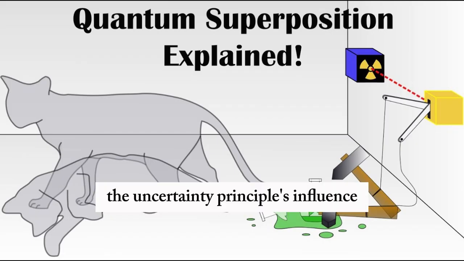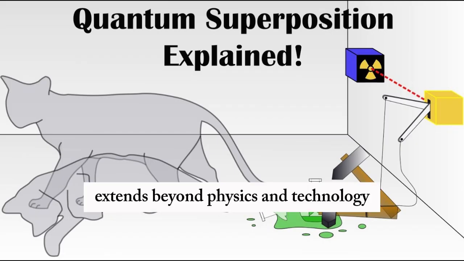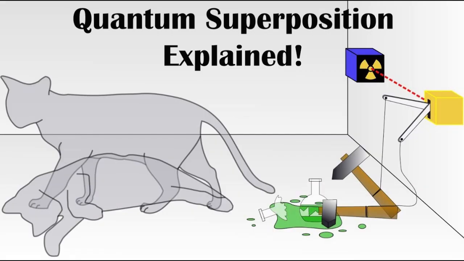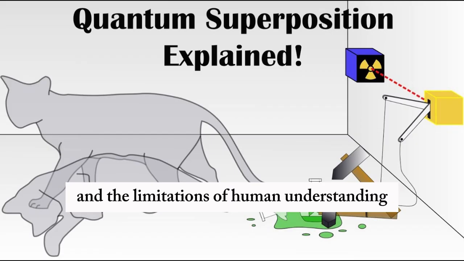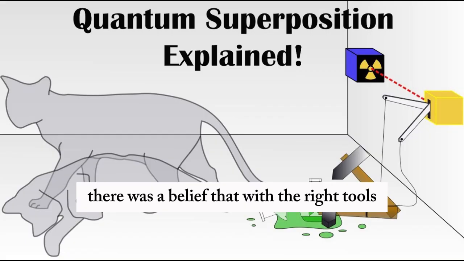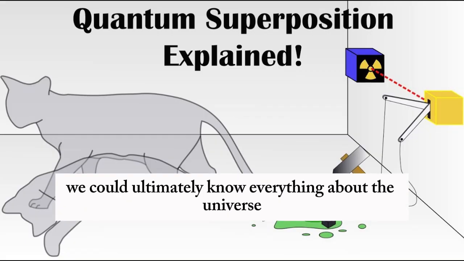The uncertainty principle's influence extends beyond physics and technology. It has also shaped the way we think about knowledge and the limitations of human understanding. In classical science, there was a belief that with the right tools, we could ultimately know everything about the universe.